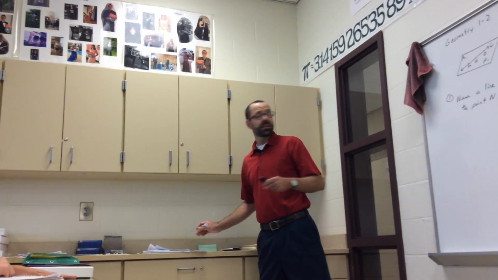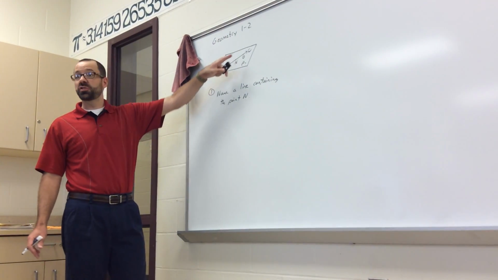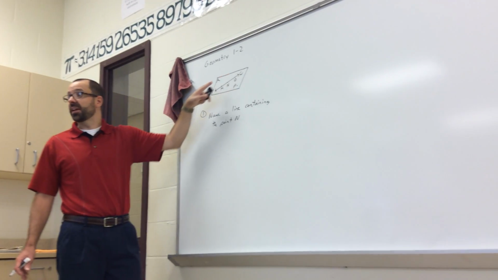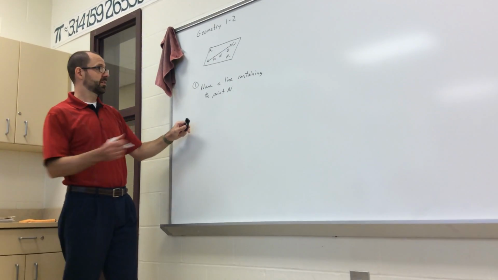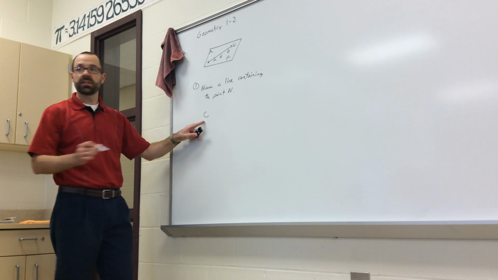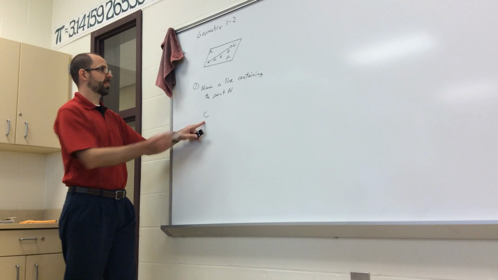All right. So we're supposed to name a line that contains the point N. Here's the point N right there, and then there's the line that has point N on it. There's two ways to name a line. The first way is to use the cursive letter. So there's the cursive letter C. That's one name for the line.